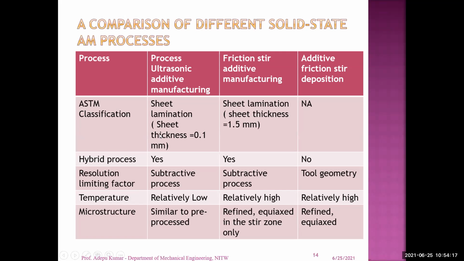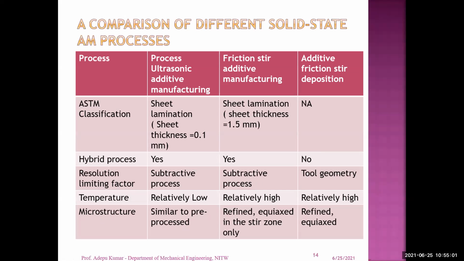This is for classification, sheet lamination. The sheet thickness is on the order of 0.1 mm, whereas in the case of additive friction deposition there are no sheets, because you are adding the material. For hybrid processes, both are possible. We can use hybrid technology; I'll tell you why. Then coming to additive friction processes, the resolution limiting factor is the subtractive process, and here tool geometry plays a very important role. The temperature and microstructure are similar to the pre-processed material. This is also very important.